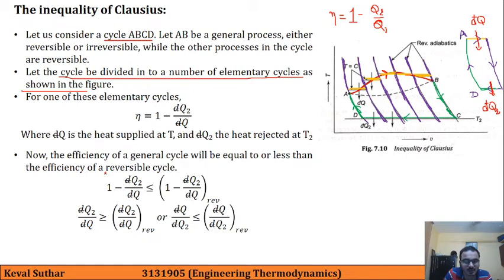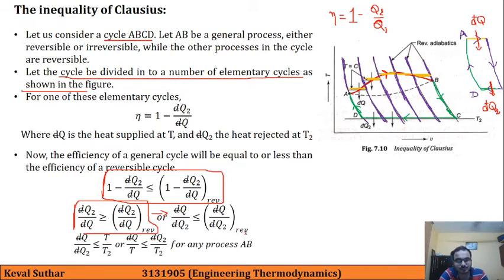So based on this relationship, we can write δQ2 by δQ is greater than or equal to δQ2 upon δQ reversible. Or we can invert this, that is, replacing numerator with denominator, and we can write δQ upon δQ2 is less than or equal to δQ upon δQ2 for a reversible cycle.